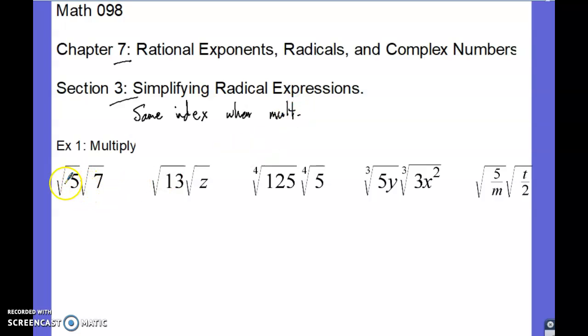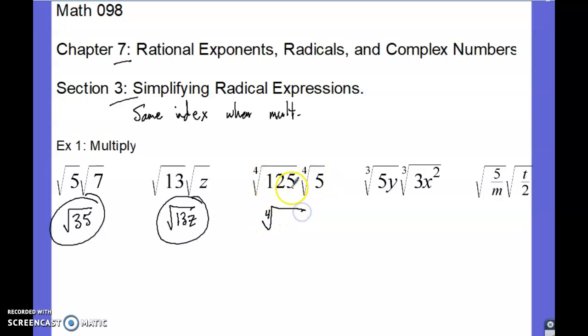So anyway, this is just the same thing as the square root of 35. And there's nothing else you can do right there. The next one, square root of 13z. Now this next one, there's two ways you can do this. And if you're using the calculator, it makes the most sense just to rewrite this as the fourth root, because the index is the same here, of 625. And then when you do the fourth root of 625, you actually get an exact answer of 5.